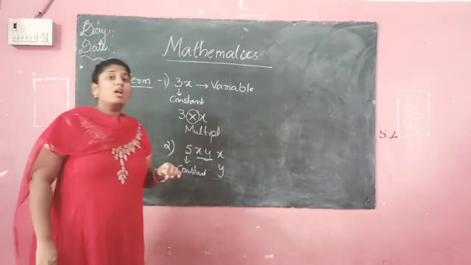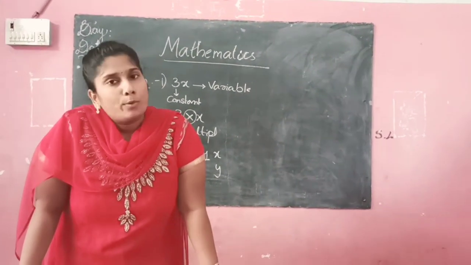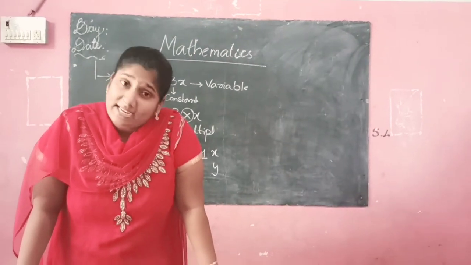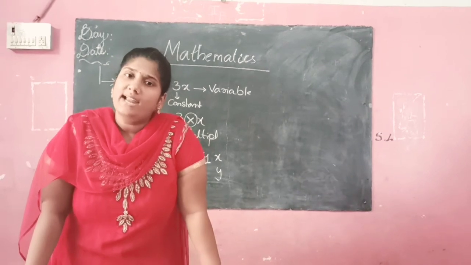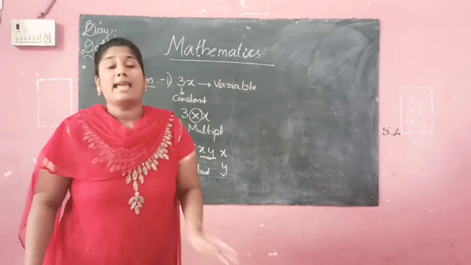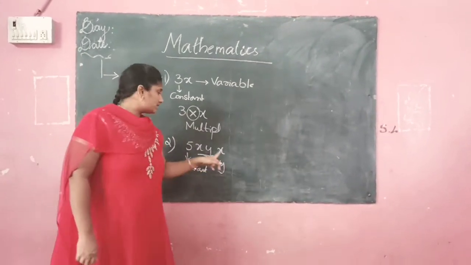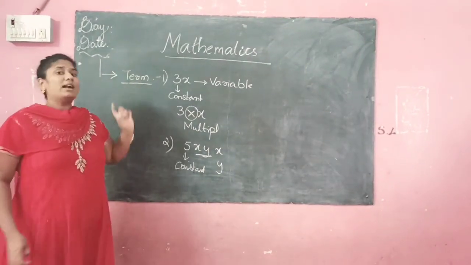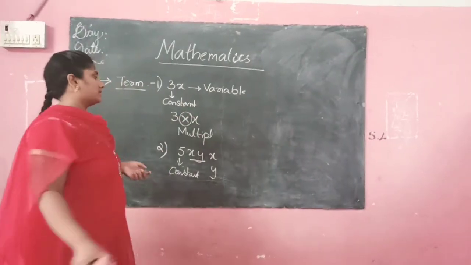So, how can we define a term? A term is a combination of constants and variables. So many constants and so many variables can combine together and form a term. Okay. Now, has everyone understood what is meant by a term? Okay, fine.